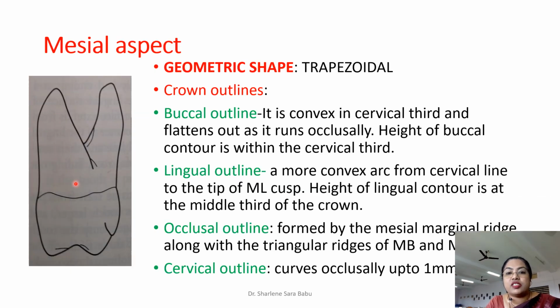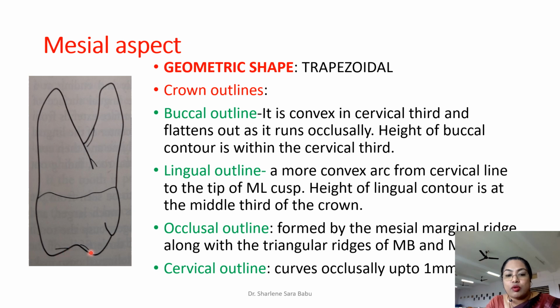Next is the mesial aspect. The geometrical shape is trapezoidal. The buccal outline is convex in the cervical third and flattens out as it runs occlusally, and the height of contour is within the cervical third. The lingual outline is a more convex arc from the cervical line to the tip of the mesiolingual cusp, and the height of lingual contour is at the middle third of the crown.